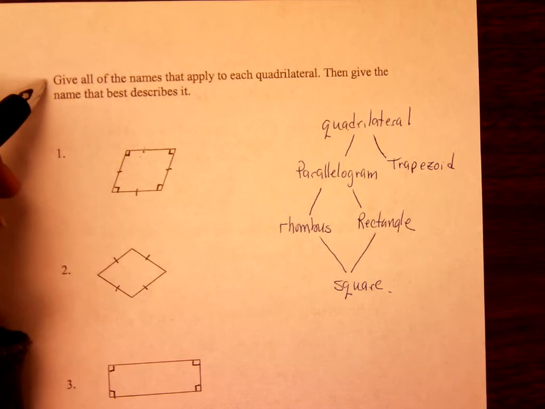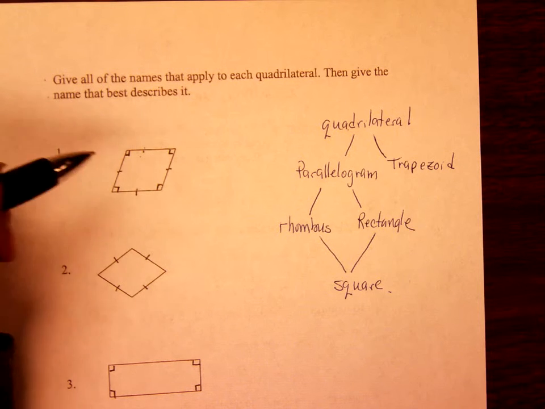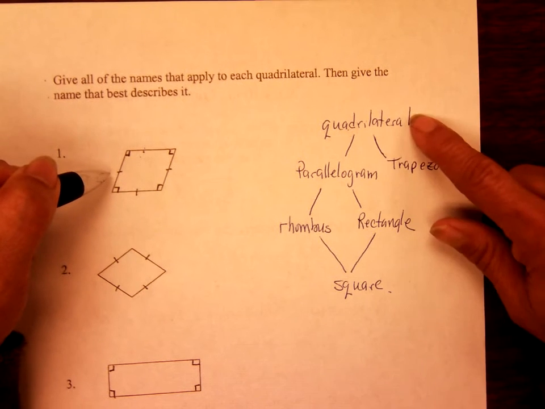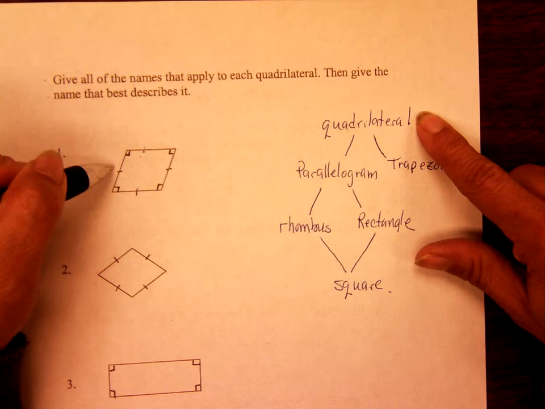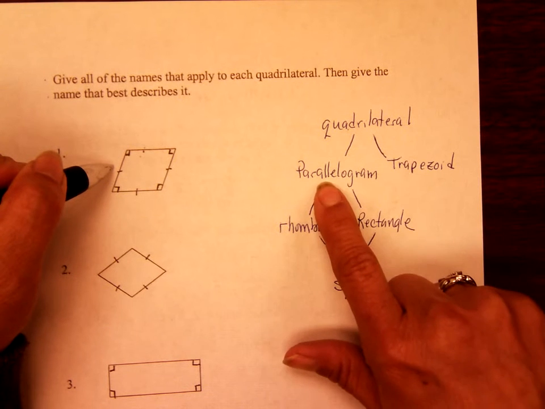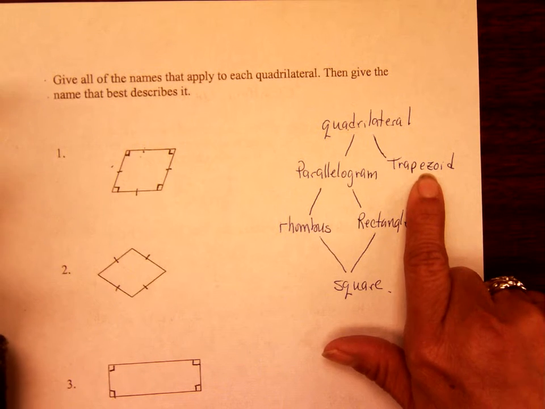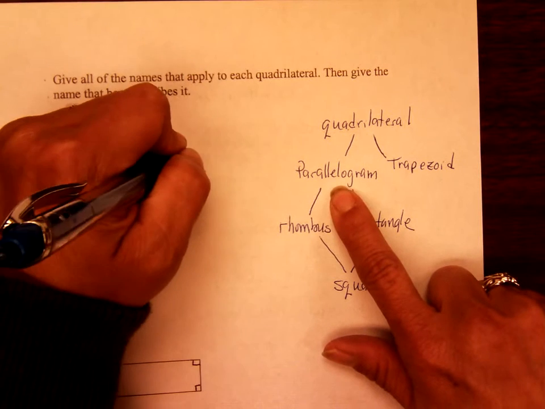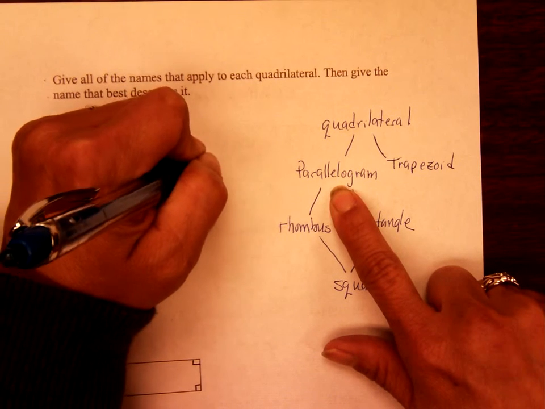Okay, here are the directions in your classwork and homework. It says give all the names that apply to each quadrilateral, then give the name that best describes it. The best thing to do is start from the top. Every four-sided figure is a quadrilateral, so we don't need to write that. Now look at this. Is it a parallelogram or is it a trapezoid? Hopefully you said it's a parallelogram, so you can write parallelogram.